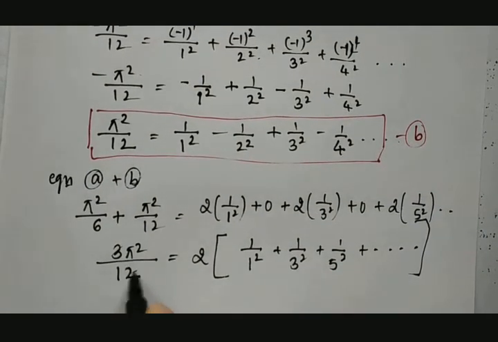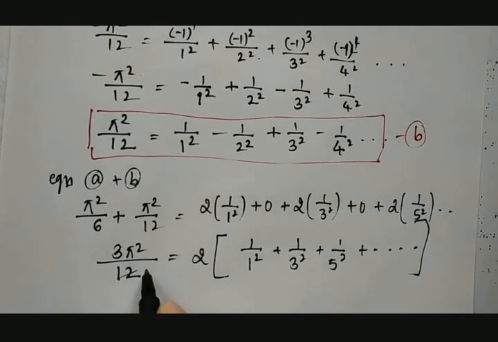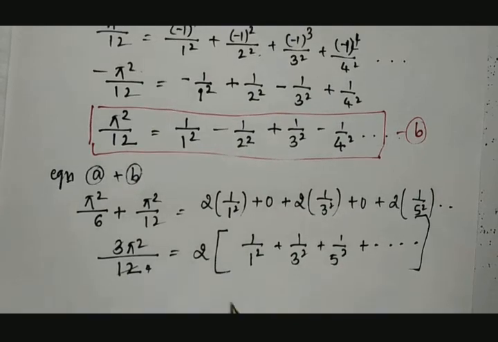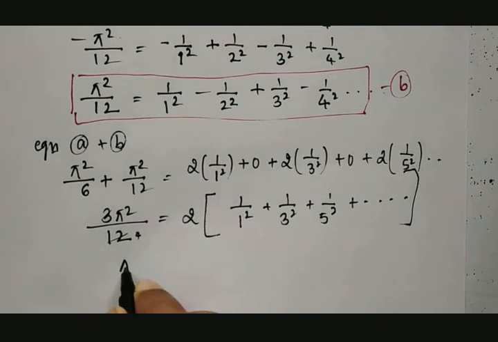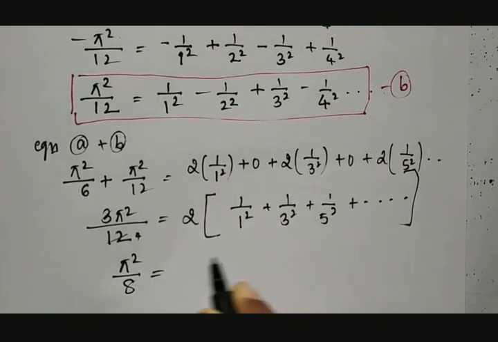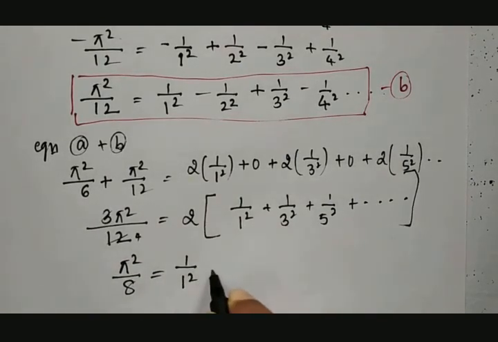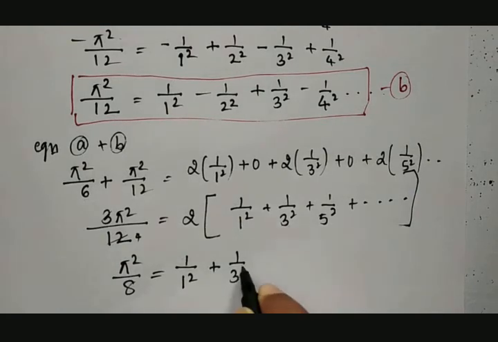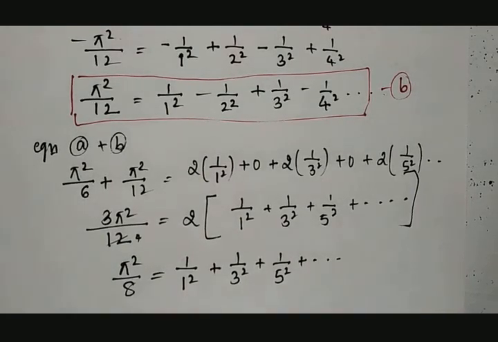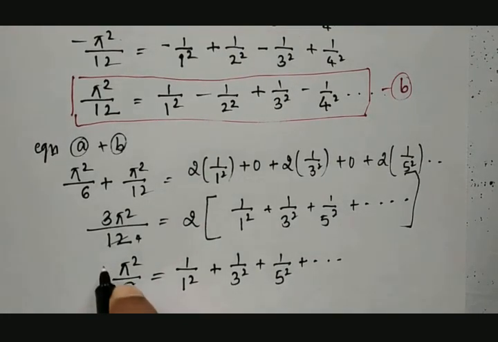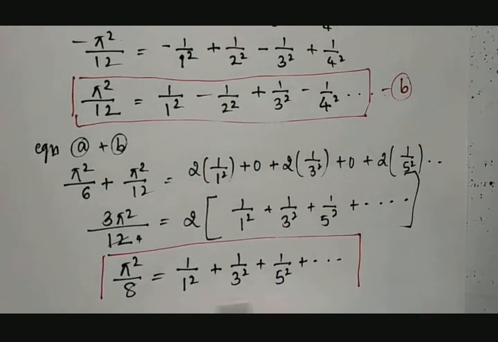Okay, so 12 by 4 is 3, again this 2 if it comes to the other end it becomes 8. So pi square by 8 is equal to 1 divided by 1 square plus 1 divided by 3 square plus 1 divided by 5 square plus and so on. So this is the required series.